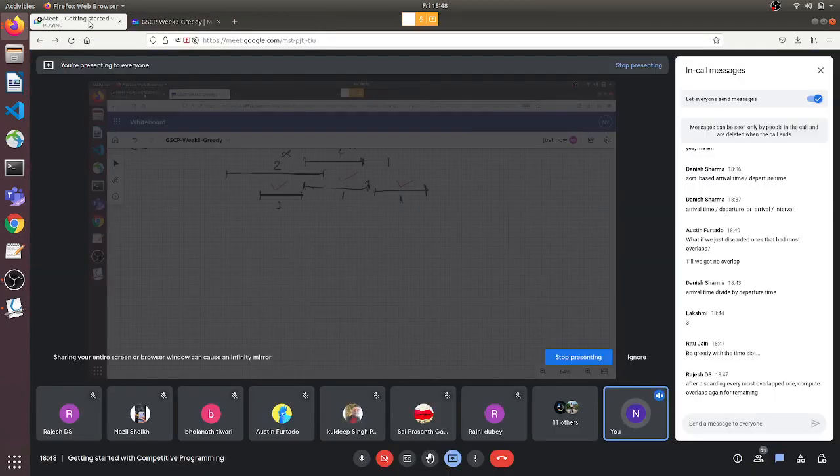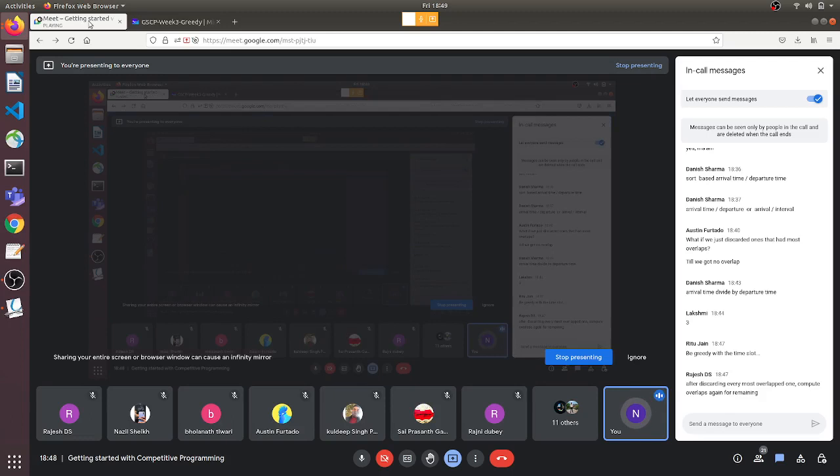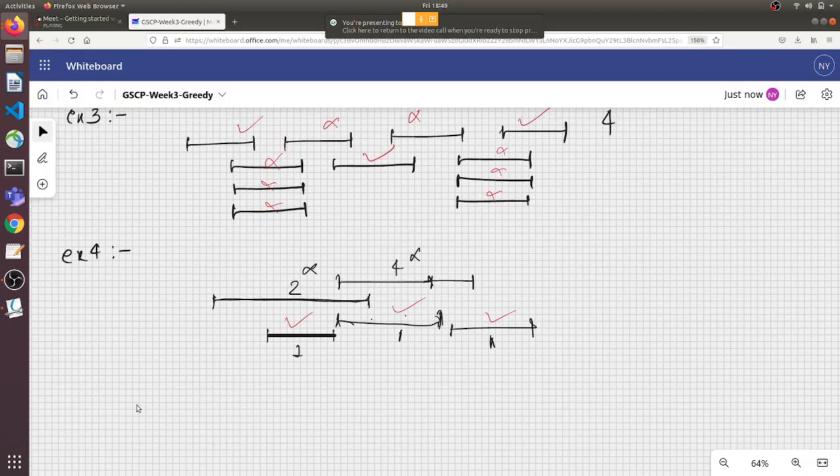Meanwhile, while I try to see if it works or not, I want you to try sorting the array by departure time, then choose the first interval and discard the intervals which overlap with it, and then choose the next non-overlapping interval and go on like this, and see if that works for these examples or not. Okay.